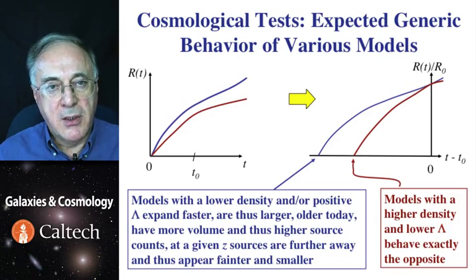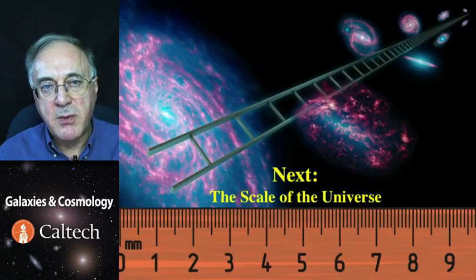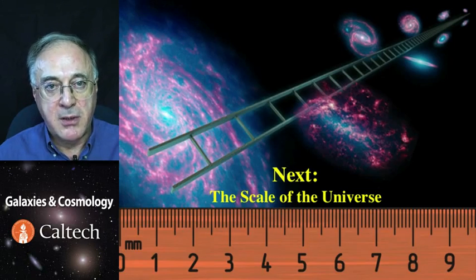So the objects in lower density models or models with positive cosmological constant would appear smaller and fainter than they would in, say, models with high density and no cosmological constant. So next we will start looking into measuring the scale of the universe, or the Hubble constant.